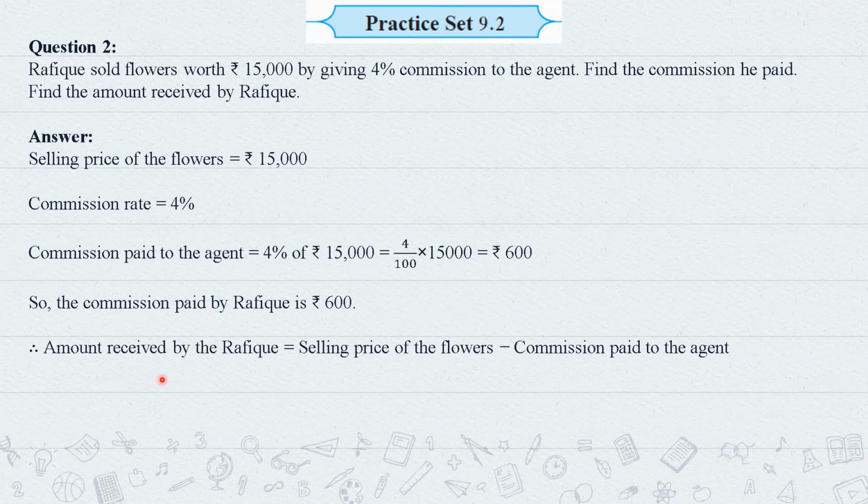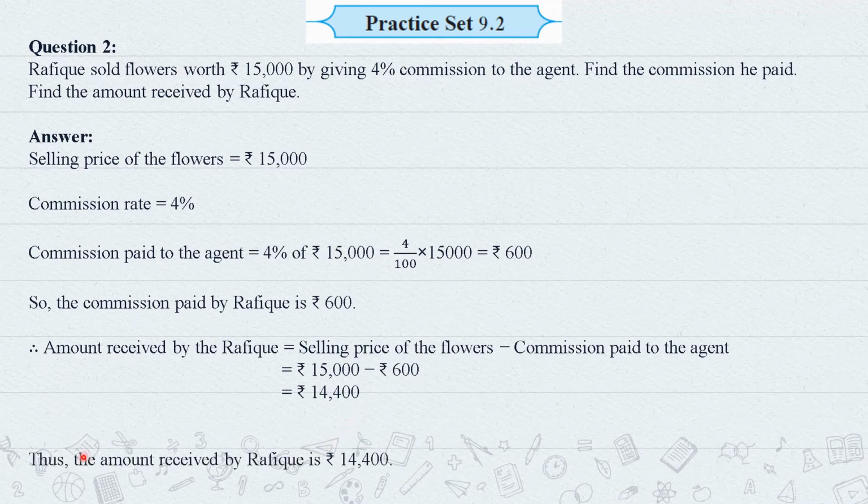The amount that Rafiq will receive will be the selling price of the flowers minus the commission amount, that is minus 600. So we'll do 15,000 minus 600, which is 14,400. So Rafiq will receive 14,400 after selling the flowers. Thus the amount received by Rafiq is 14,400 rupees.